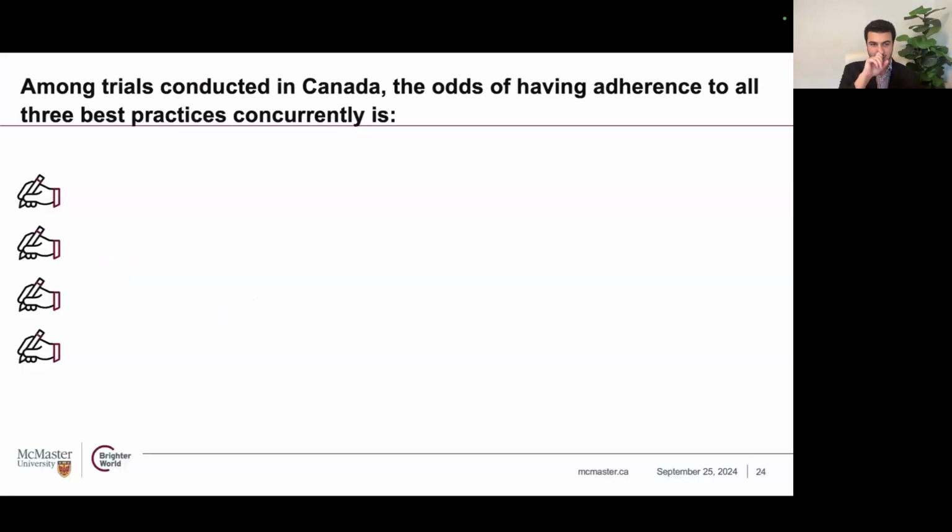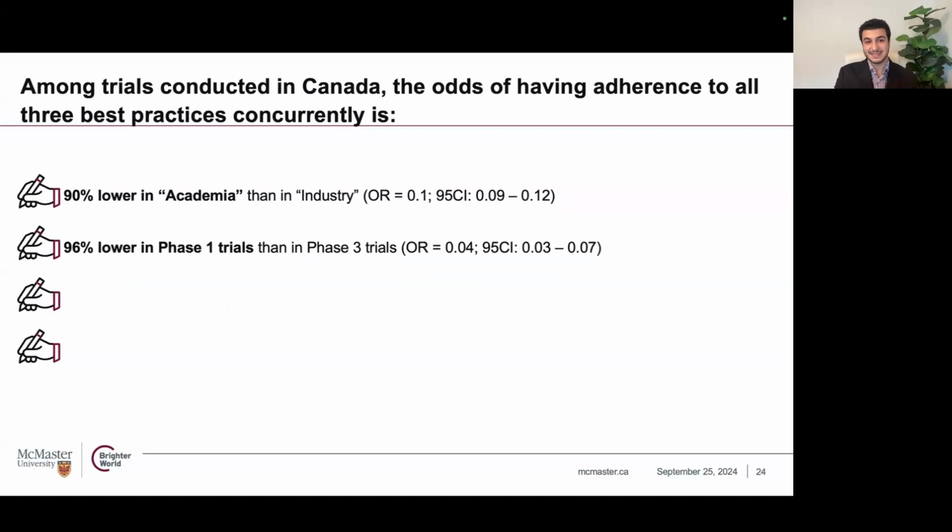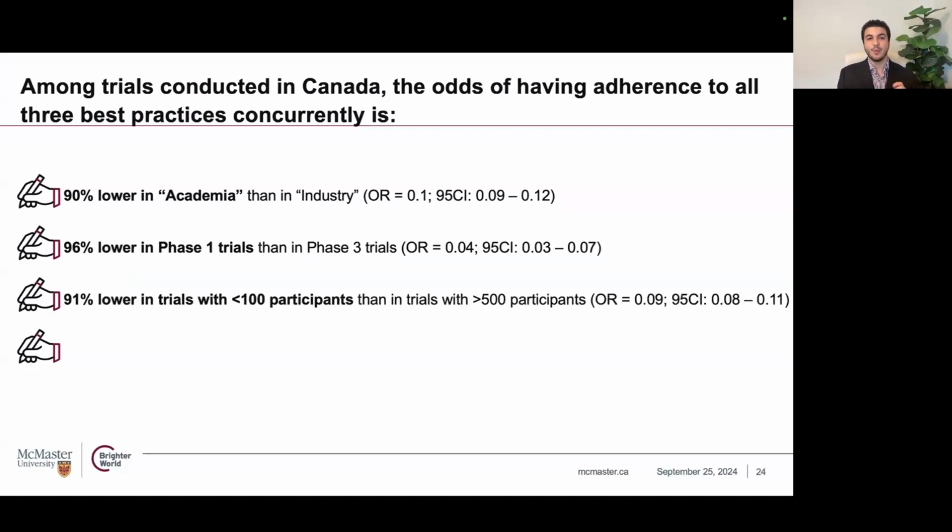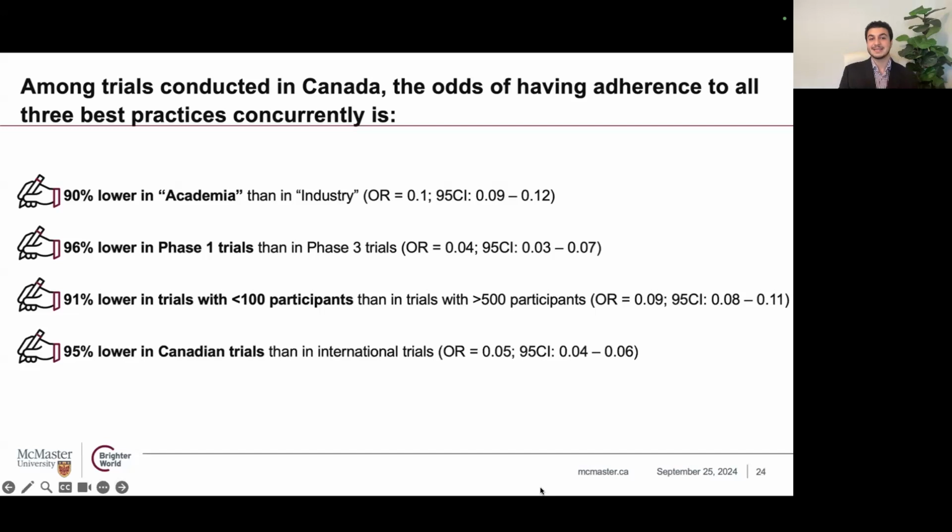Now, to summarize, in terms of its statistical significance, amongst trials conducted in Canada, the odds of having adherence to all 3 best practices concurrently is 90% lower in academia than in industry. It is 96% lower in phase 1 trials than in phase 3 trials. It is 91% lower in trials with less than 100 participants than in trials with more than 500 participants. And lastly, it is 95% lower in clinical trials done exclusively in Canada than in international trials.